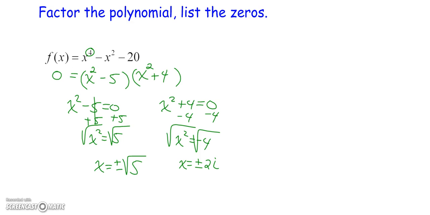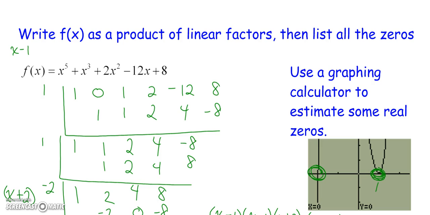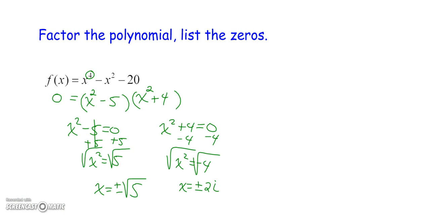So that was a quick one, listing the zeros: radical 5, negative radical 5, 2i, and negative 2i. Still the same directions as the last problem, with a totally different method. Here it was factorable. If you go back to the last one, that problem is not even close to factorable. There's not even a grouping possibility.